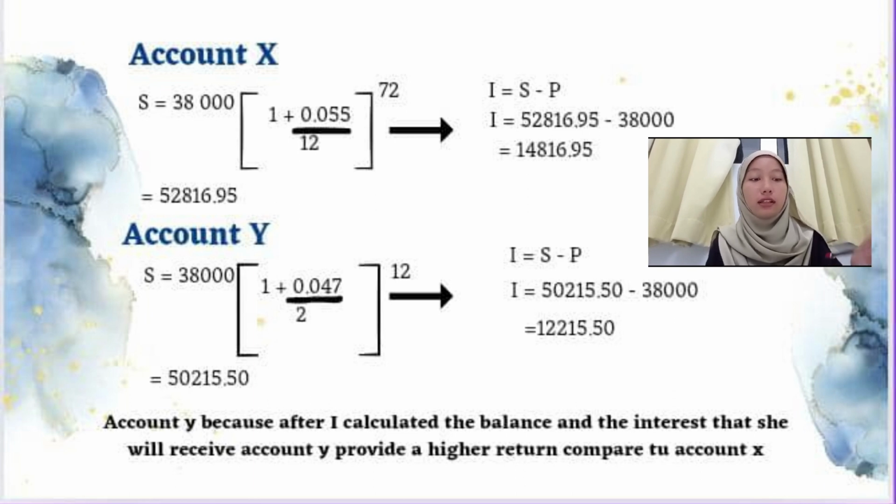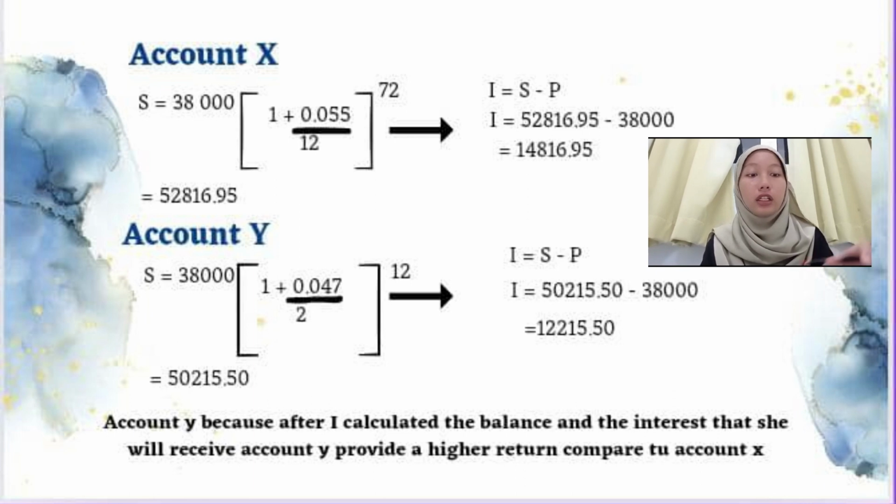So for account X, the formula only has one. Compound interest only has one formula, which is S equals P bracket 1 plus K over M bracket MT. So first, write down the formula. After that, you just fill in the blanks of the formula with the information that we did earlier. After you fill in the formula, you have to calculate.